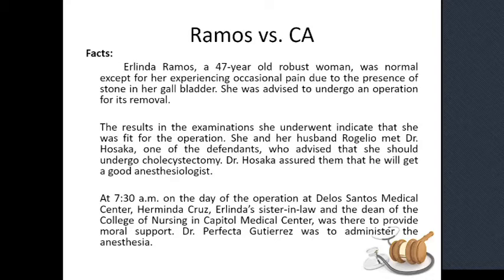On the other hand, Ramos versus CA was a case involving Erlinda Ramos, a 47-year-old woman, normal, except for experiencing occasional pain due to the presence of a stone in her gallbladder. So she had gallbladder polyp due to gallstone. She was advised to undergo an operation for its removal. So the results of the examinations she underwent indicate that she was fit for the operation.